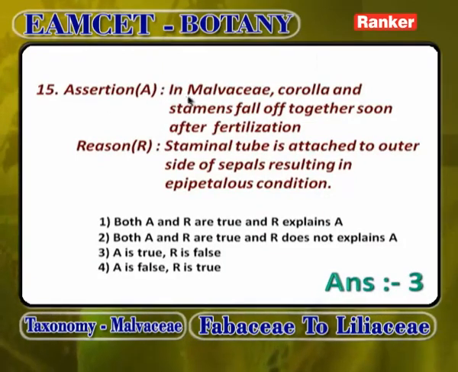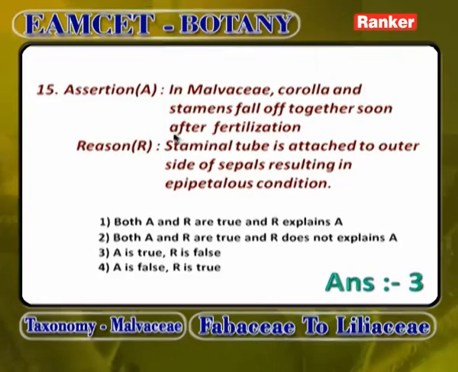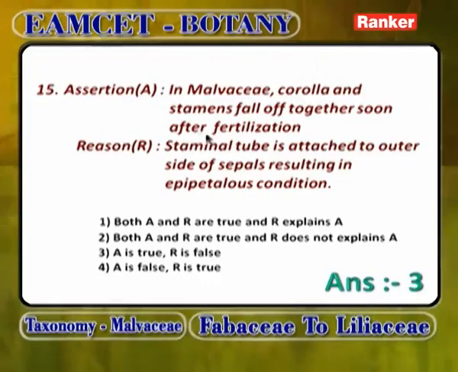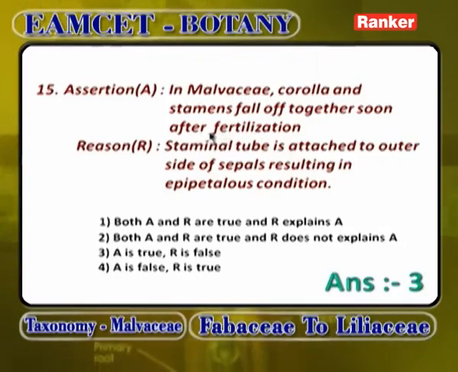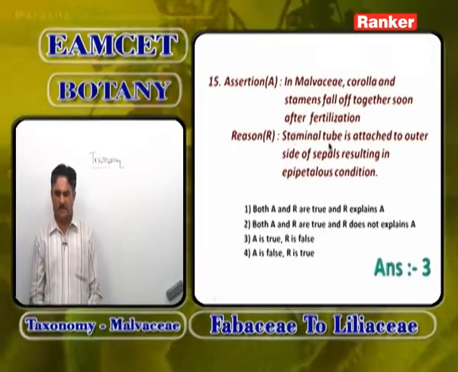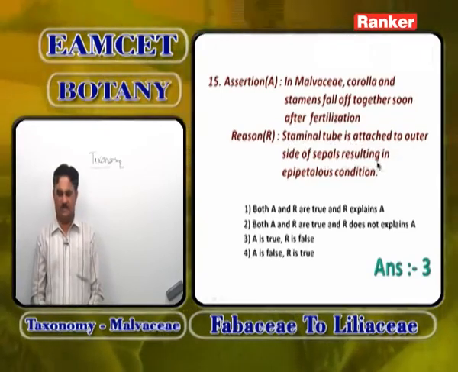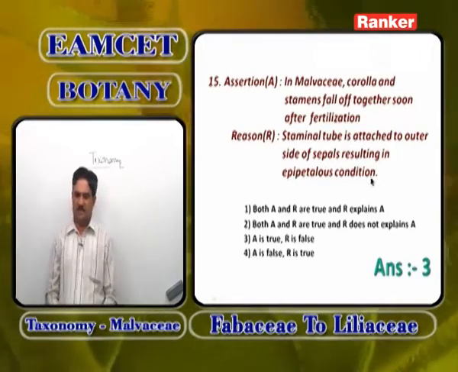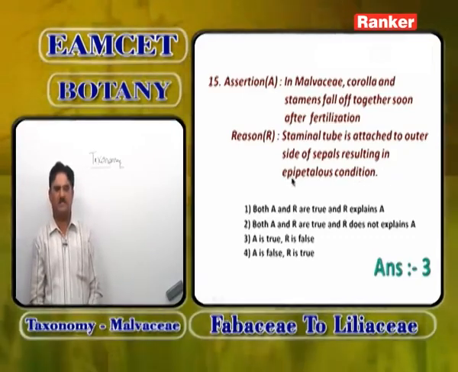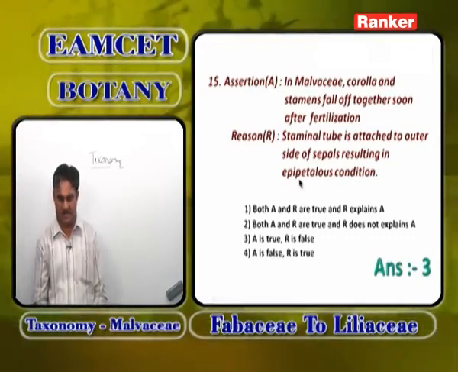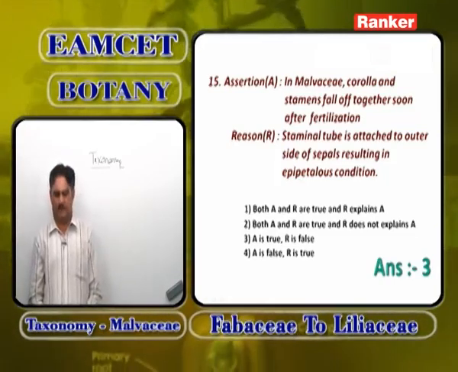Next, again an assertion. In Malvaceae, corolla and stamens fall off together soon after fertilization. In any plant, this is a post-fertilization change. Not only in Malvaceae, in any plant, corolla and stamens fall off immediately after fertilization. Reason: staminal tube is attached to the outer side of sepals, resulting in the epipetalous condition. Staminal tube is not attached to the outer side of sepals, it is attached to the outer side of petals, resulting in the epipetalous condition.